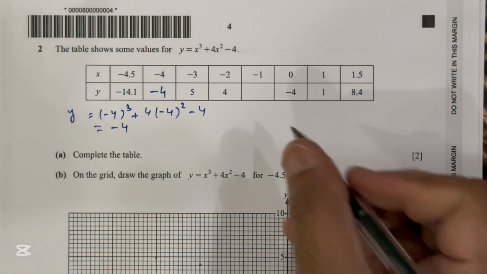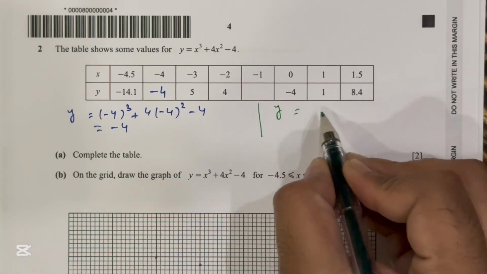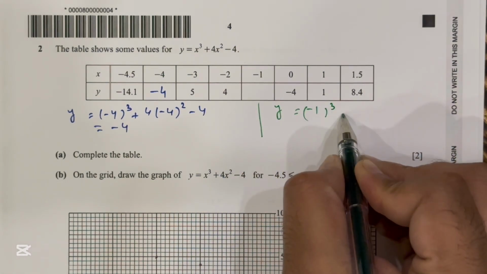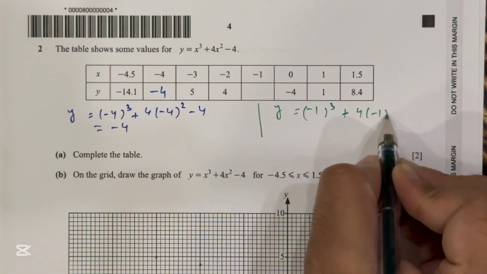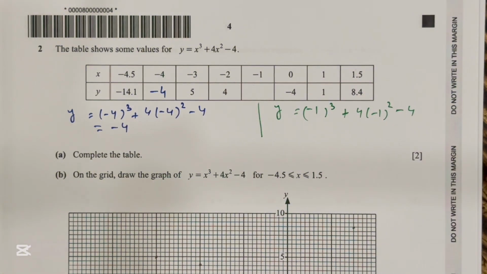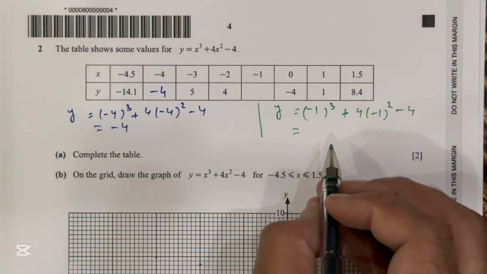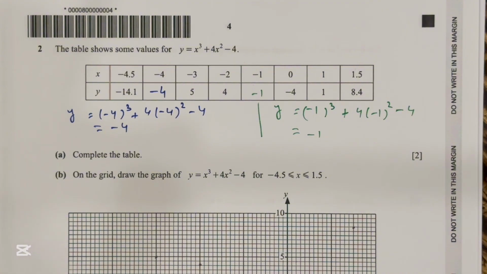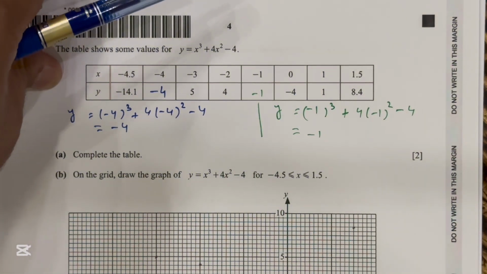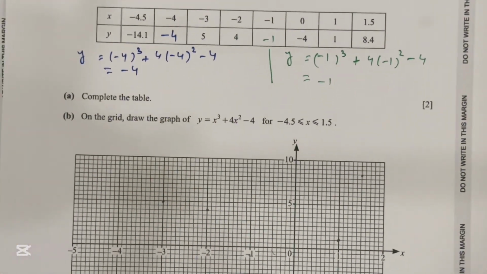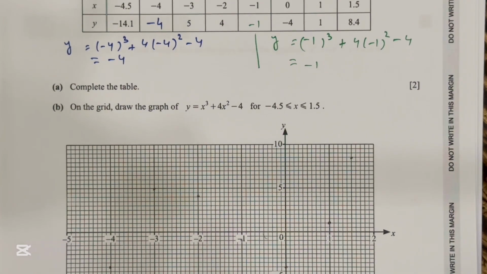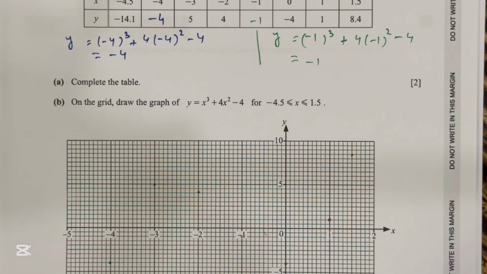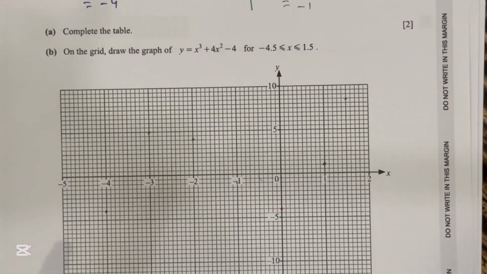Now you need to put in minus 1. Again y equals minus 1 cubed plus 4 times minus 1 squared minus 4. Now you get the answer minus 1. Moving to part B: on the grid, draw the graph of y equals x cubed plus 4x squared minus 4 for minus 4.5 less than or equal to x, and x less than or equal to 1.5.